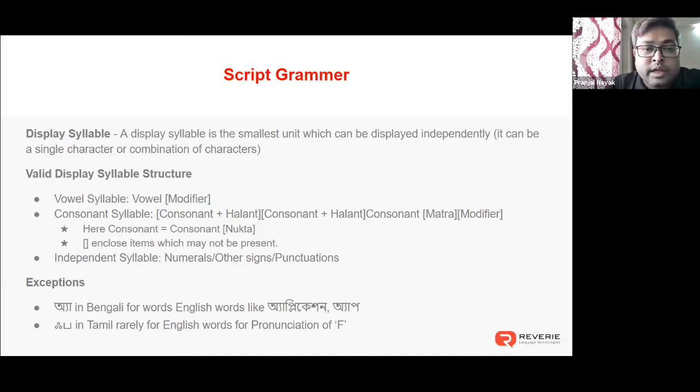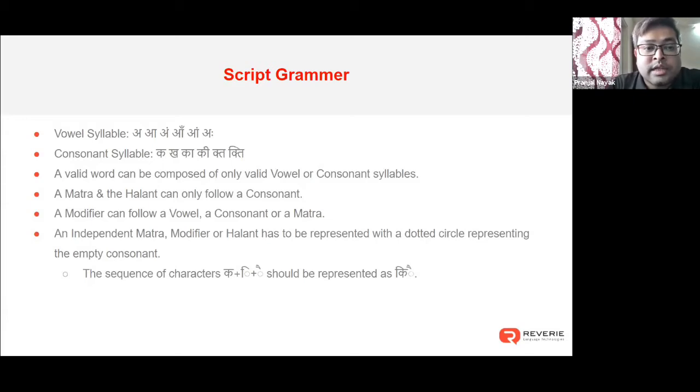Moving ahead, the script grammar tells us that there can be only two different types of valid syllables: vowel syllables, of which you see certain examples here, and consonant syllables. Any word can only be composed of a valid vowel or consonant syllable. A matra and a halant can only follow a consonant. A modifier can follow a vowel, a consonant, or a matra. An independent matra, modifier, or halant has to be represented with a dotted circle, as I mentioned already. So this was a bit of a recap.